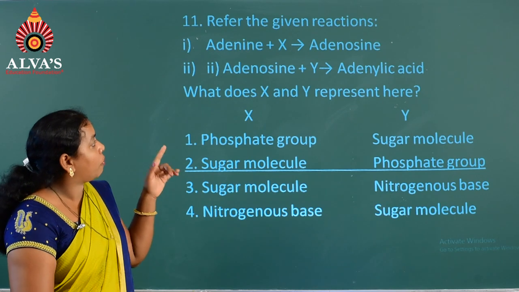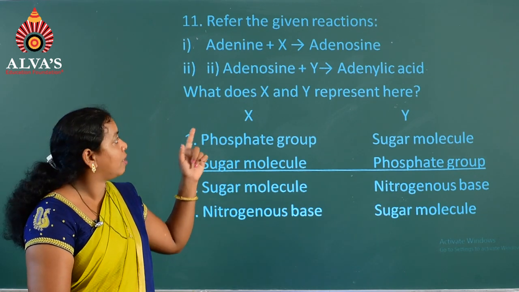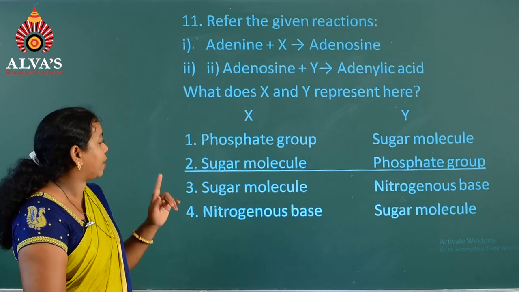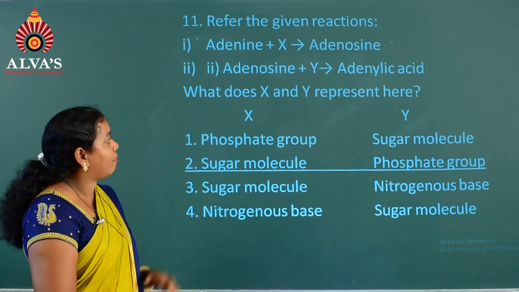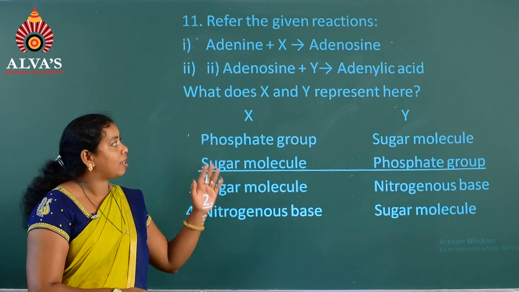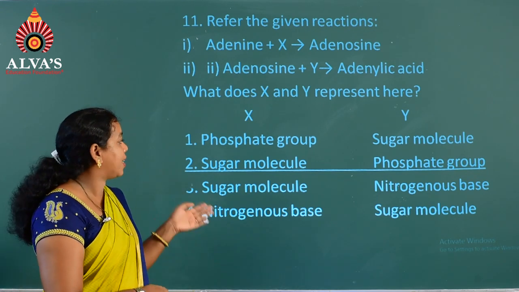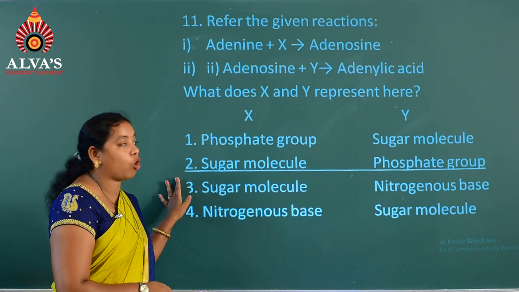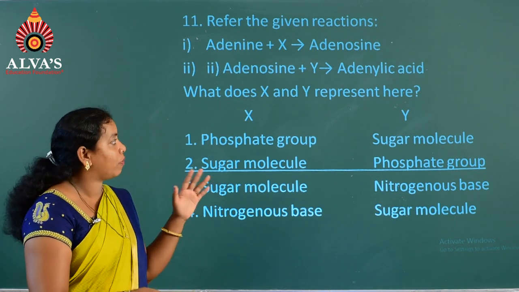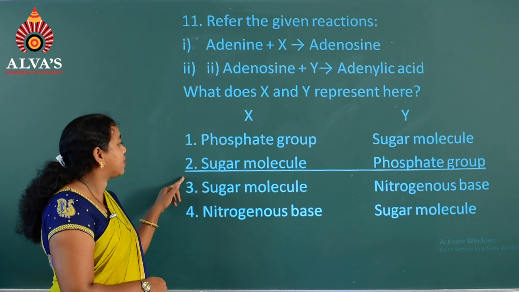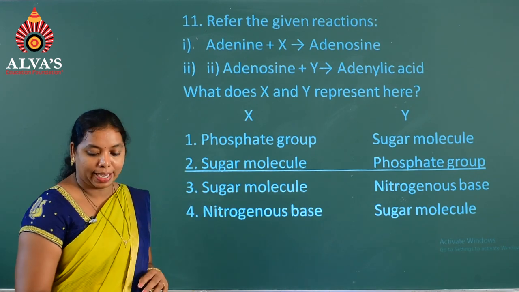So, if you want to form a nucleoside where a nitrogenous base is given, then what should be added there? That is the sugar molecule. Whereas in the second one, adenosine is given, and the component that should be added there is a phosphate group. So, we can see that the second one is the right option to form a nucleoside in the first and a nucleotide in the second. Hence, for question number 11, the correct option is the second one.